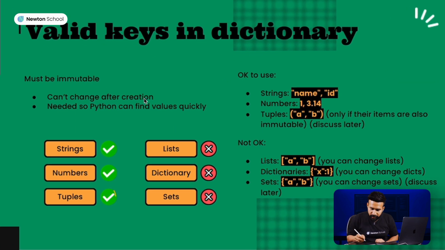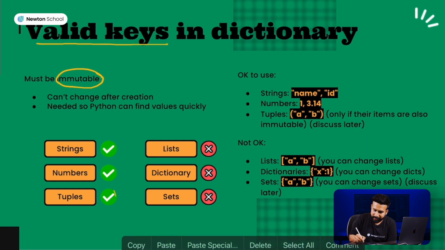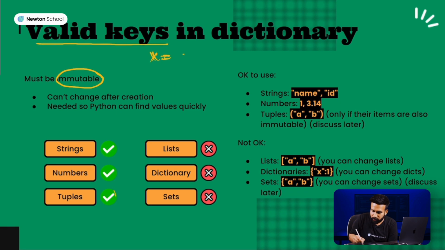Okay. What we see here is that any valid key for a dictionary should be immutable. Okay. That means it should not be changeable. What do we mean by that? Let's try to understand with an example. Let's say I have a variable x, and I am storing 2 in this. What is happening in the backside is that an object of type integer is getting created, and it is storing a value 2, and that starts pointing to the variable x.